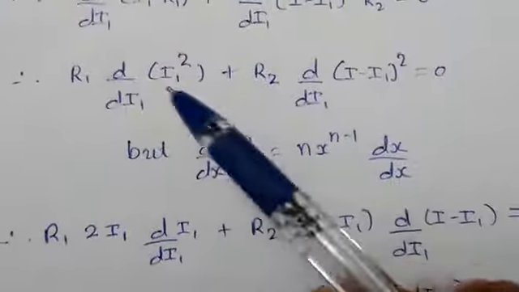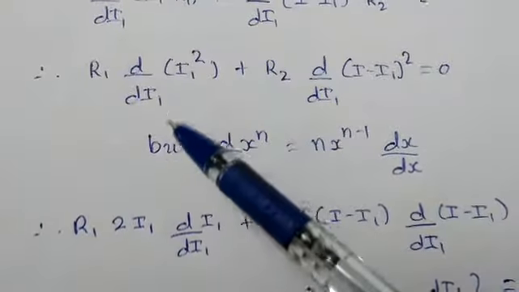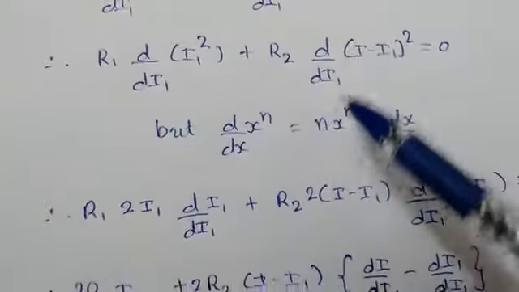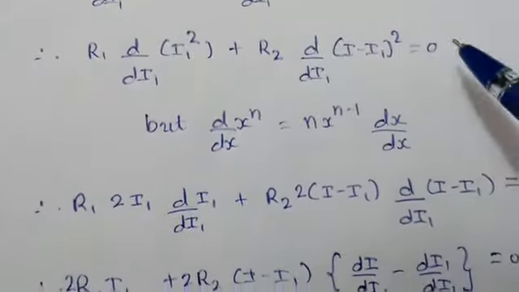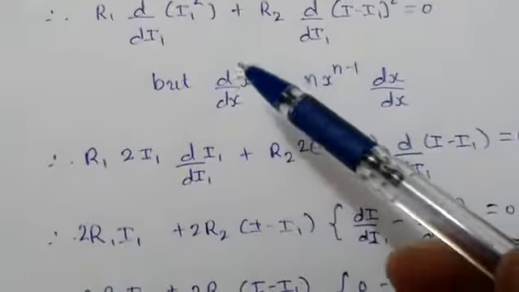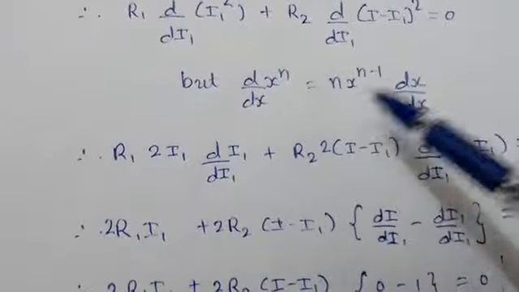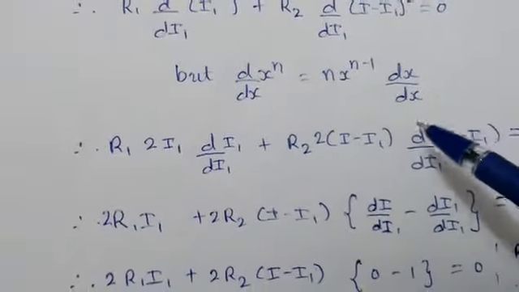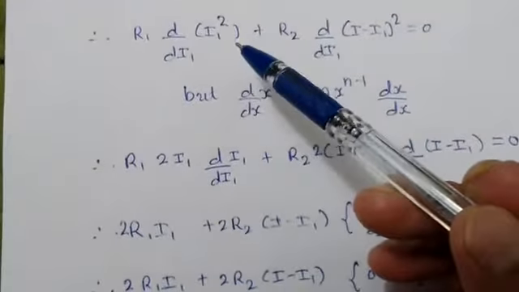Up till now we have discussed this equation, r1 d upon dI1 of I1 square plus r2 d by dI1 of (I minus I1) whole square. But we have a condition that d by dx of x raised to n is equal to n x raised to n minus 1 into dx by dx. We are going to follow this condition for this.